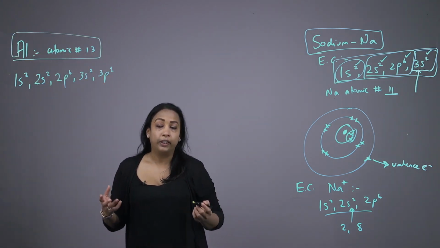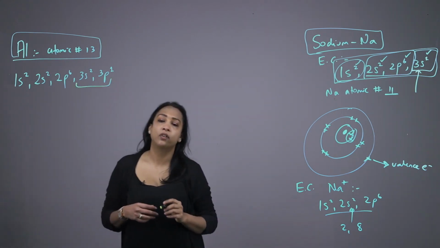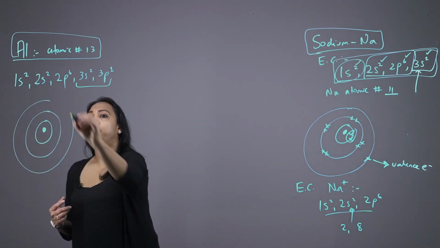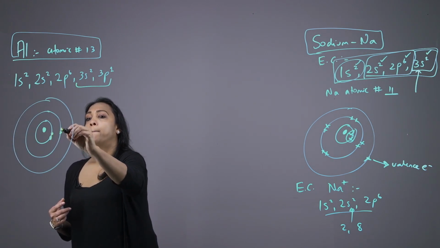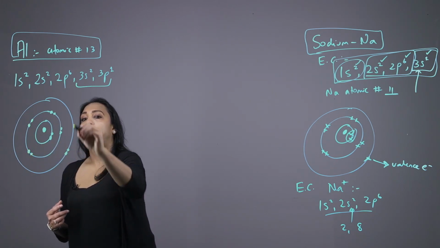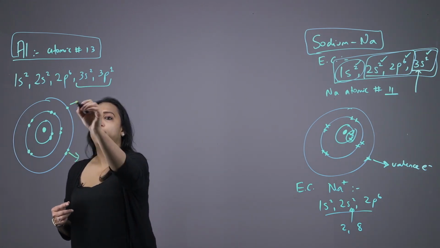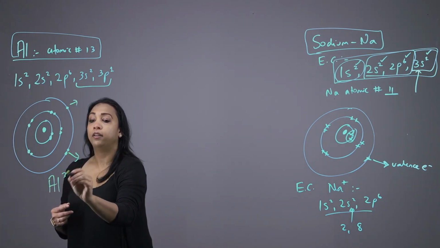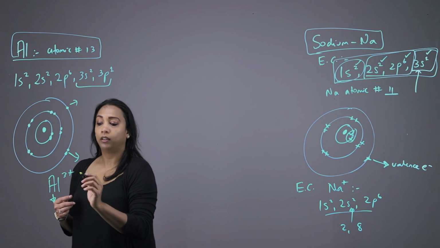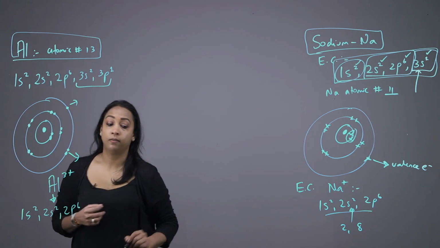Aluminium is in group 3, and therefore aluminium is a metal. Aluminium will give away the 3 electrons in its outermost shell. So I can draw like this, like we've just done for sodium. So I'm going to fill in my electrons, and here we have the 3 valence electrons in the outermost shell. So what aluminium will do when it gives away these 3 is it becomes Al3+. And the electronic configuration of the aluminium 3+ cation is 1s2, 2s2, 2p6.